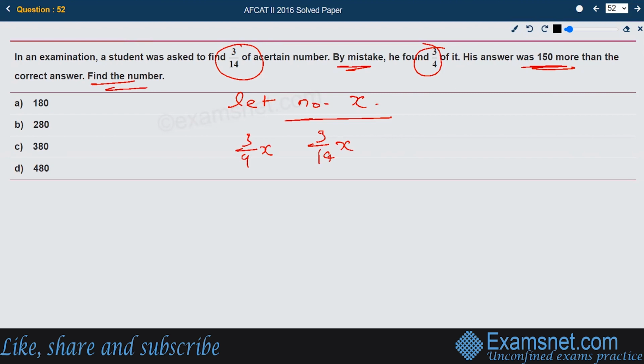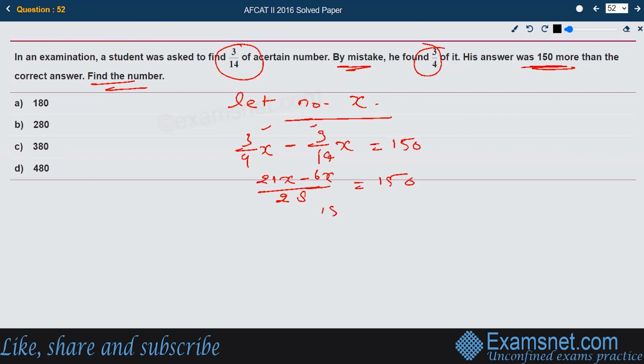He should take 3 by 14, but he had taken 3 by 4, and he says the difference is 150. So we can simply find out the difference between 3 by 4 x and 3 by 14 x, and we can make it equal to 150. Now, if we solve this equation further, the LCM is going to be 28. 4 sevens are 28, 7 threes are 21x, minus 14 twos are 28, 2 threes are 6x, and it is going to be 150.